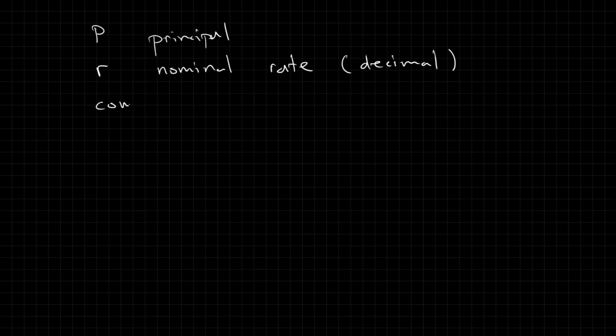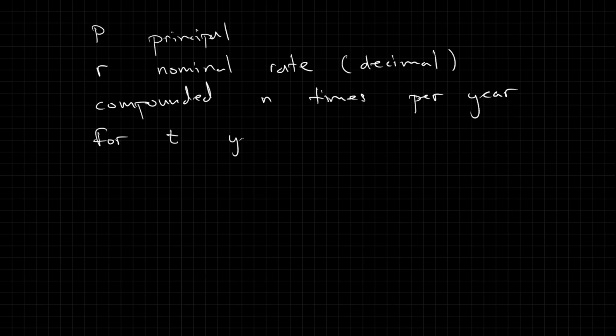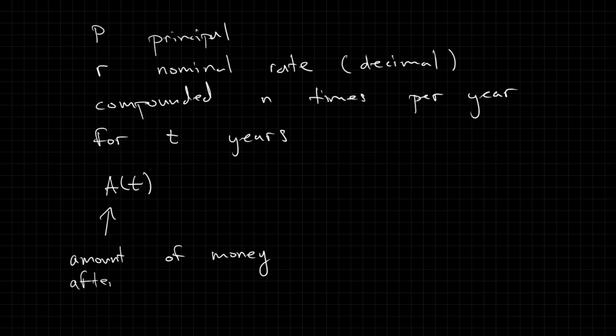Let's say the money is compounded n times per year. And let's say it's compounded for t years, or invested for t years. Then the amount of money that you have, which we'll call A of t, amount of money after t years, will be equal to capital P times 1 plus R over n to the nt.